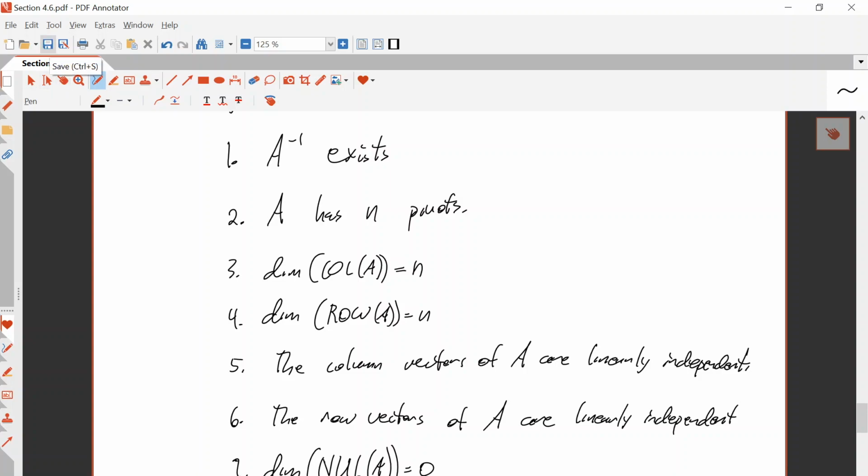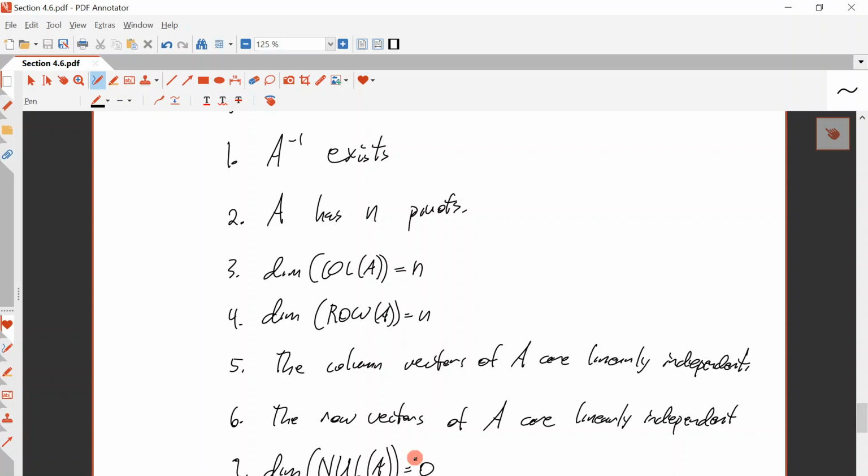So this is in addition to the theorem from section 2.3. All these different conditions for an n by n matrix tell you that you have an inverse. If any one of these things is true, all of them are true. If any one of these things is false, all of them are false. So there's lots of ways to tell when a matrix has an inverse and when it doesn't.